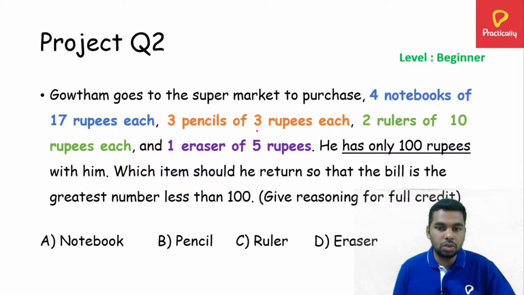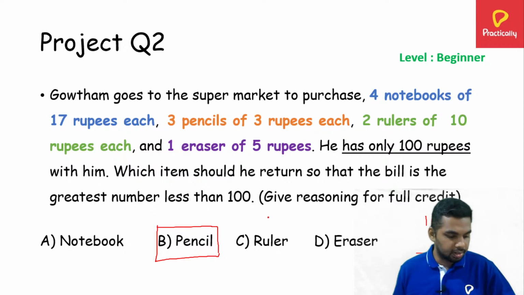Now which item should he return so that it is the greatest number close to 100? Now he might return a pencil, or he might return a notebook, or he might return a ruler or an eraser. Now if he returns one notebook, it's 17 rupees. So that's not a good idea, is it? That's not a good idea. So it's a good idea to just return one pencil because it's costing the less. So we got 102 as the total. So he has to subtract 3, which makes it 99. So he should be returning a pencil.